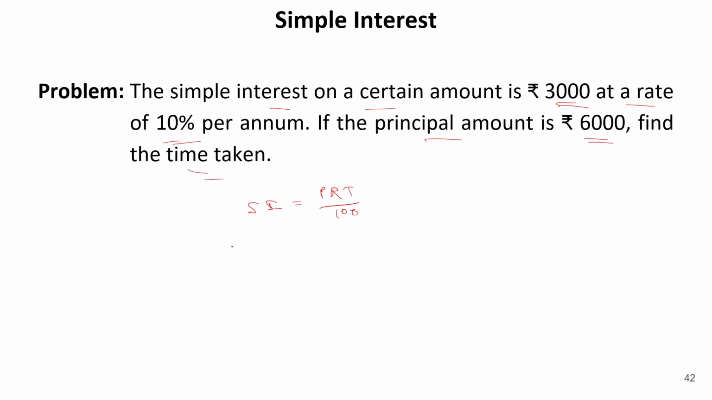So we want to find out T. Given that simple interest is 3,000, at a rate of 10% per annum, 10% into principal amount 6,000, and T is unknown here, by 100, right? So cancelling 2 zeros from the numerator and denominator, this implies that T is equal to 3,000 into 100 by 10 into 60. Cancelling 0, it will be 50, so it will be 5. So 5 years.